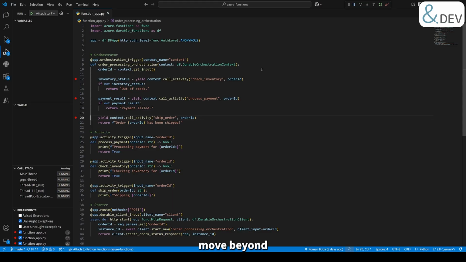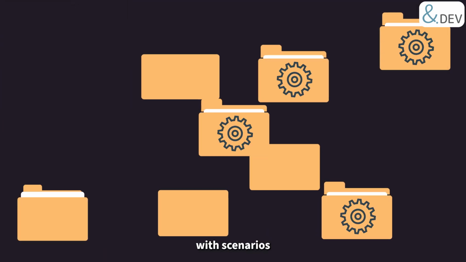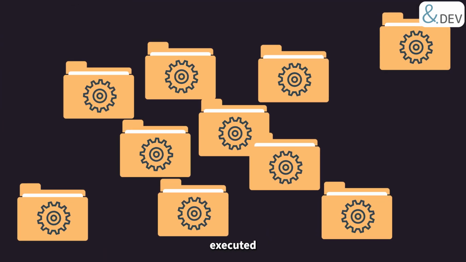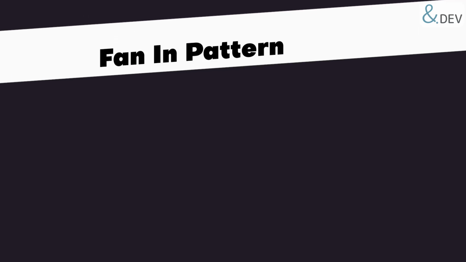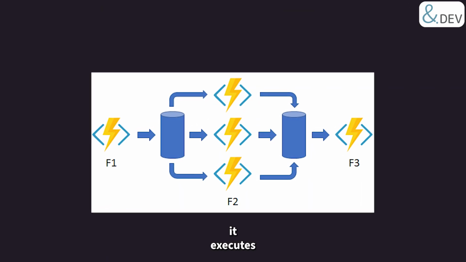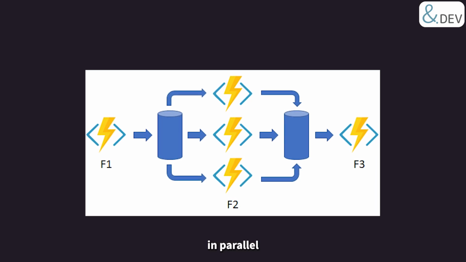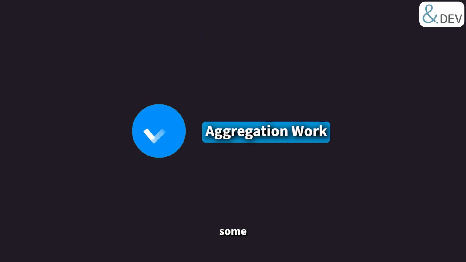Now let's move beyond function chaining and explore more advanced durable functions patterns. When dealing with scenarios where multiple tasks can be executed concurrently, we leverage the fan-out, fan-in pattern. Instead of processing items sequentially, it executes functions in parallel and then waits for all functions to finish. Often some aggregation work is done on the results that are returned from the functions.